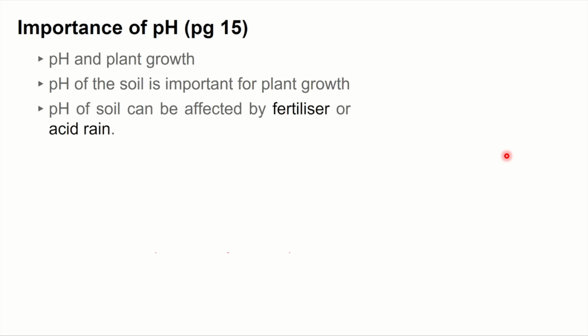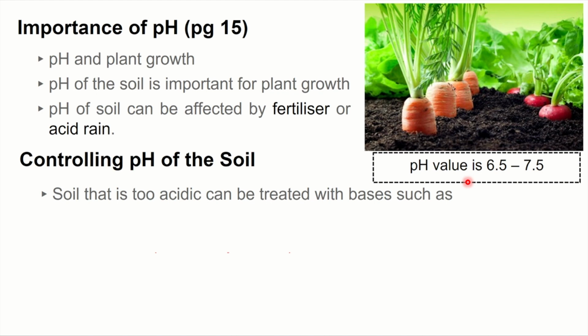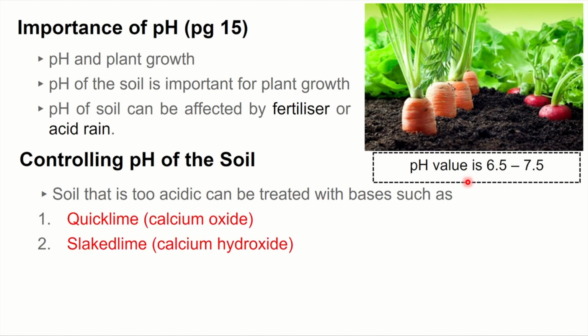Not just your body, even plants require it for healthy growth. So you can see from here, the soil has a pH value. It is affected by whatever you add into the soil. So how do you control it if it's too acidic? Just now you learned, right? If it's too acidic, you want to neutralize. You neutralize with a base. When you neutralize with a base, only salt and water are produced.